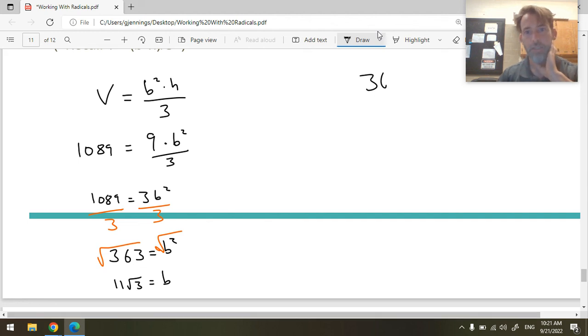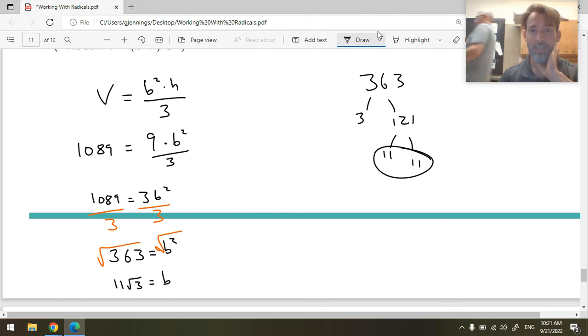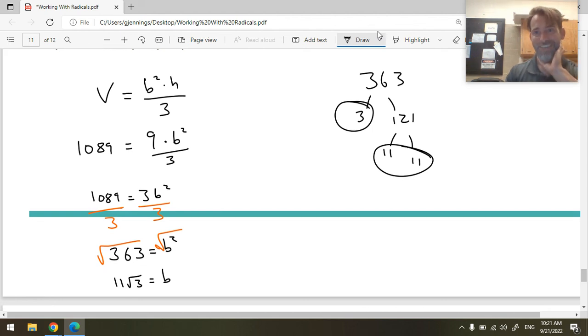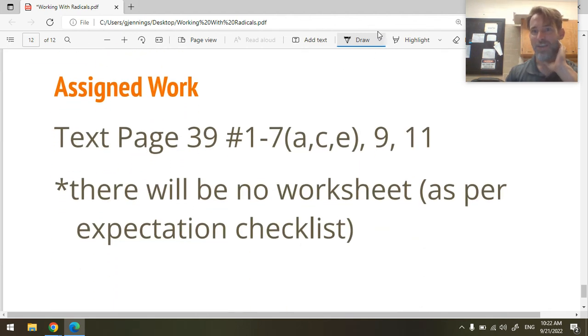Okay, 363, I spot it's divisible by 3. I get 121. That's a square. It's 11 times 11. Okay, so these ones are the ones, that pair of squares can send one of those squares outside the radical. This guy, he had no buddy to help him jailbreak. So this is working on radicals.